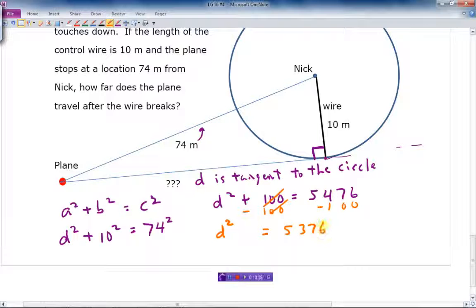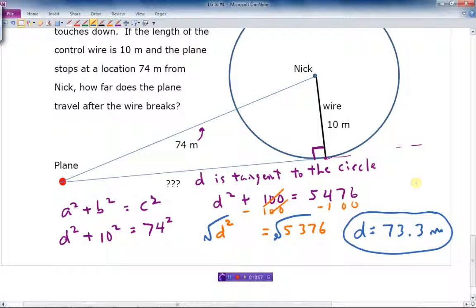Okay, and how do I find d? I have to take the square root. So let's take the square root of both sides here. And I get d equals the square root of 5376, which equals 73.3 meters. So there's the distance that the plane actually traveled after it broke free from the wire. And that's this lesson.